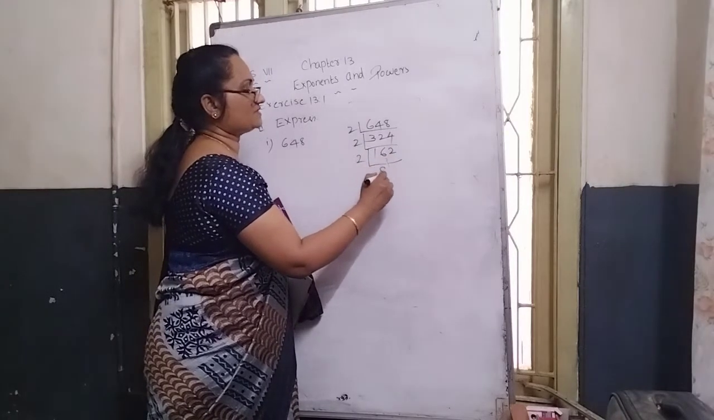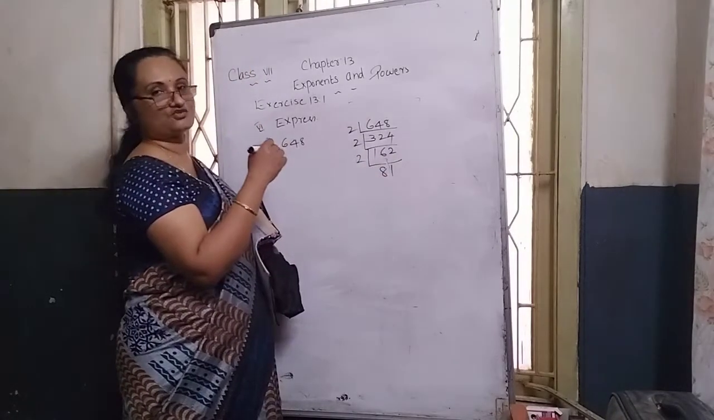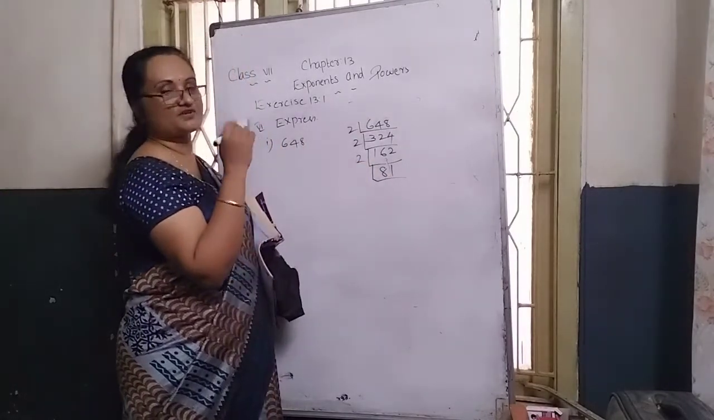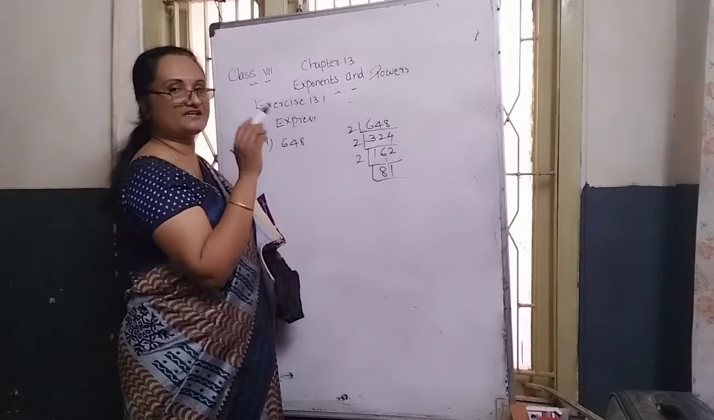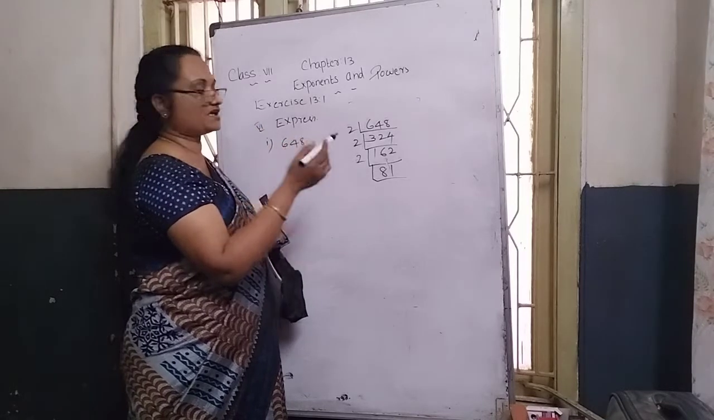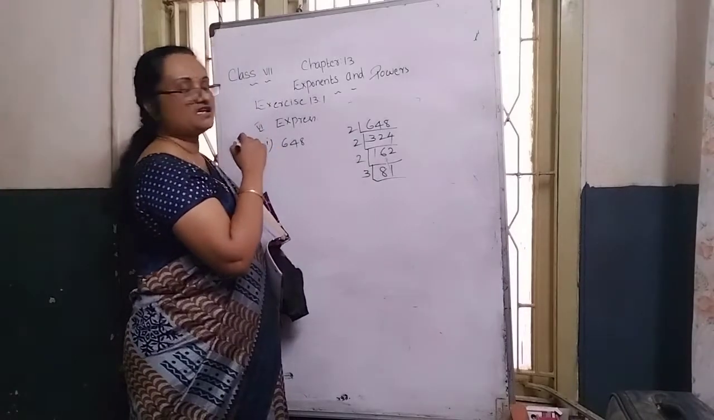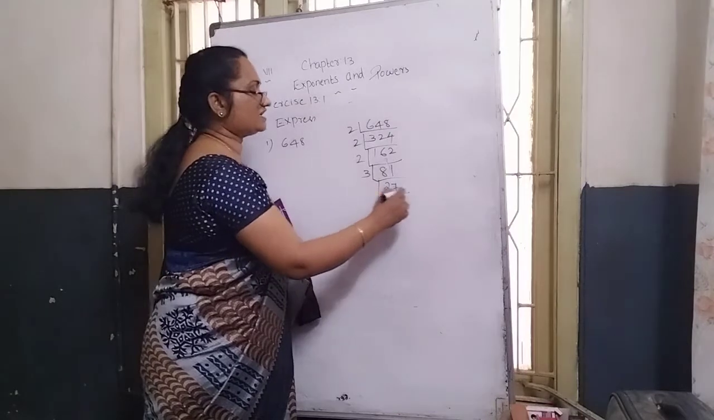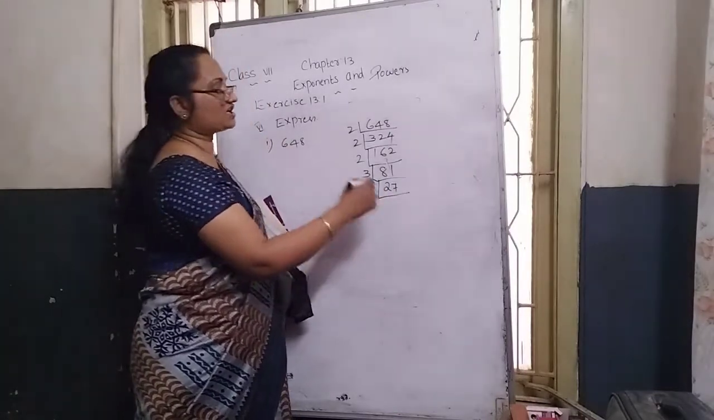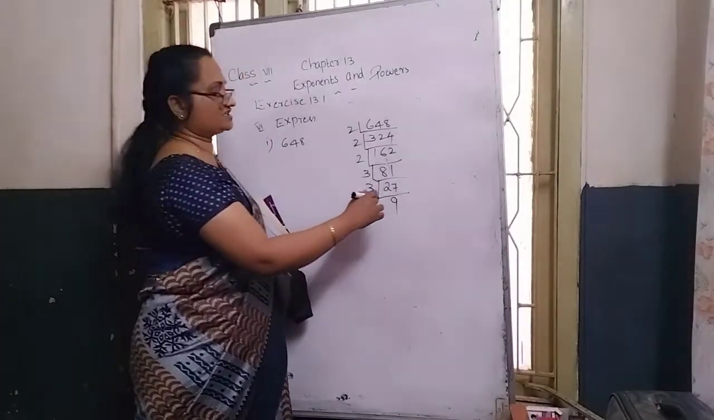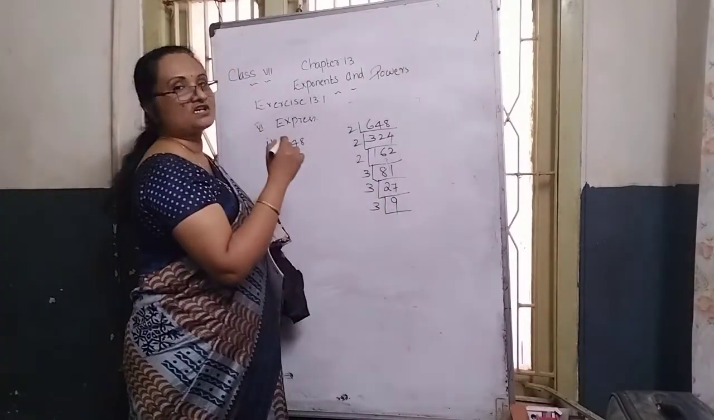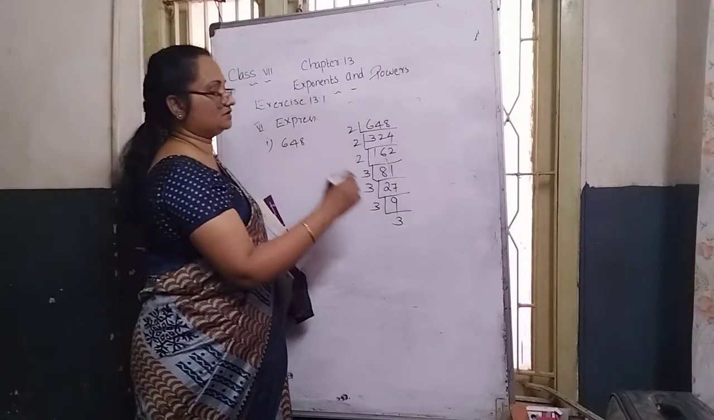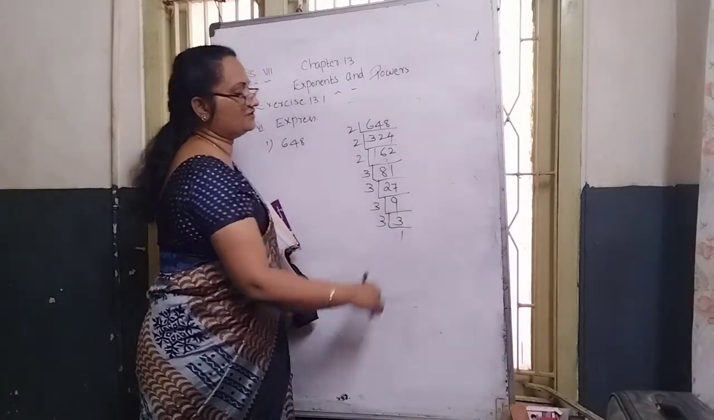2 table 16 means 8. 2 table 2, 1 time. 2 into 1 becomes the answer 2. Again 81. 81, you need to place 1, which means it is not possible to divide it with 2. Next prime, which is the next prime number? 3 is the next prime number. 3 table 3 into 27 becomes 81. Again 3 table, when we get to 27, 3 into 9 becomes 27. Again 3 table 9, when 3 is multiplied with 3 the answer becomes 9. Again 3 table, dividing, 1 time.